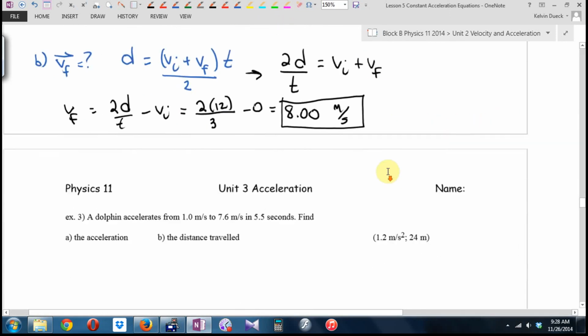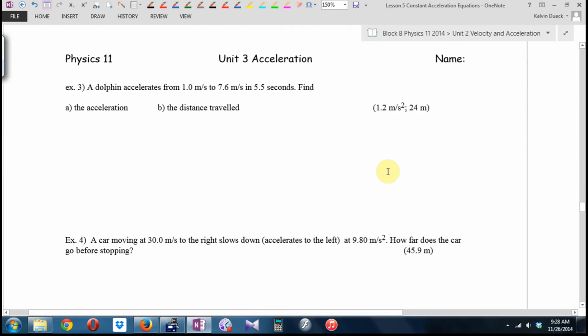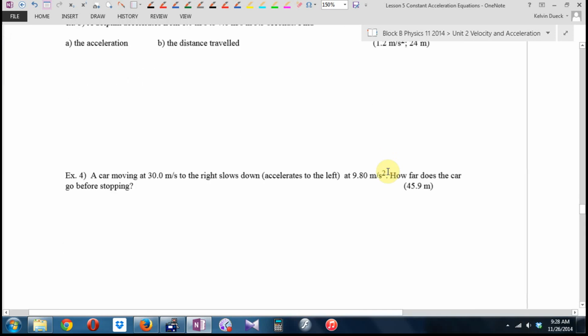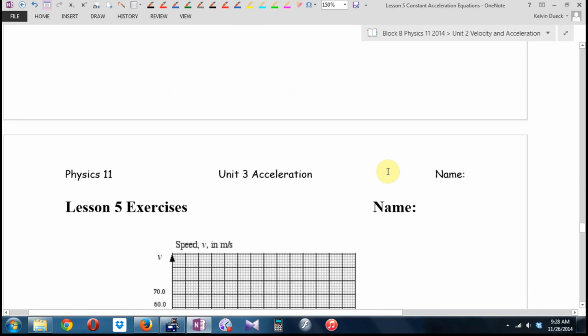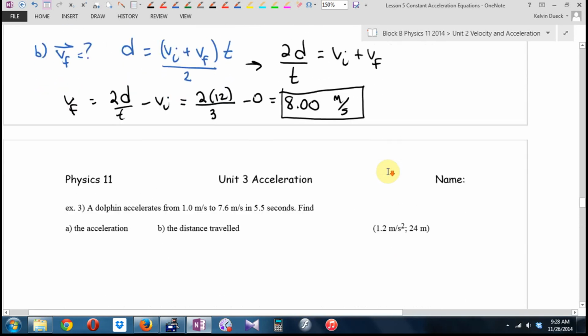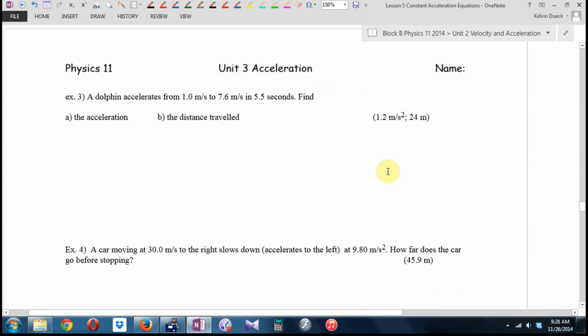Turn the page. Dolphins. Am I going to get through all of these? It's going to be close, I think, maybe. Dolphins.